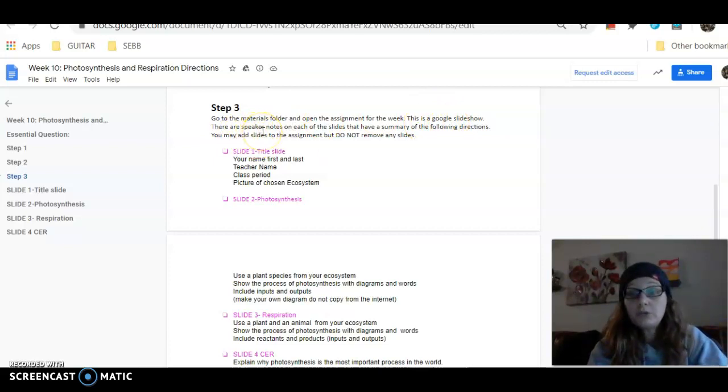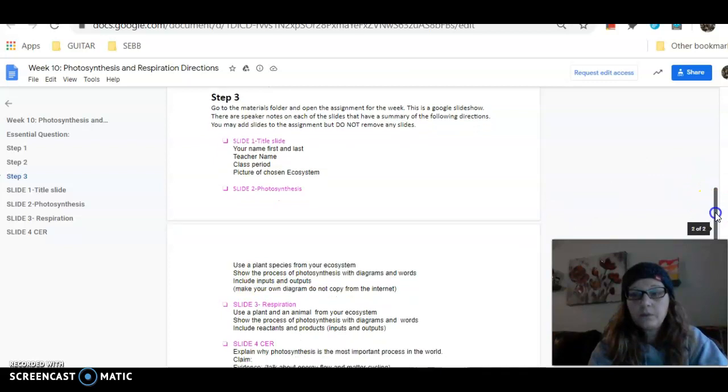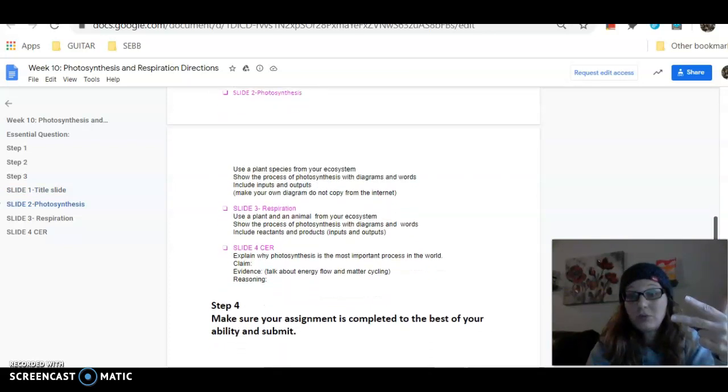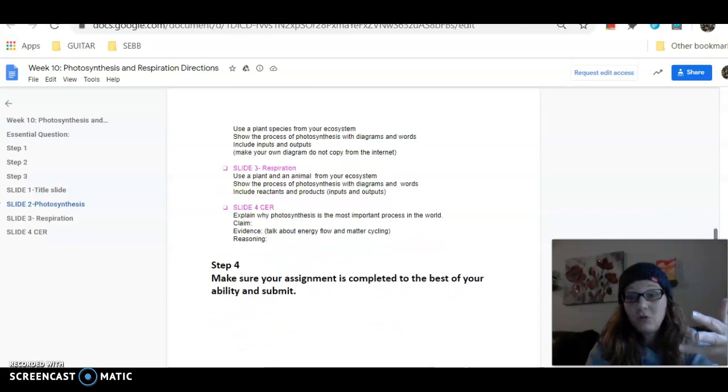There are speaker notes in the Google slide that will help you. You will notice when you open up your assignment, down here, there are actual speaker notes that you will see, these little tips: what to put on slide 1, what to put on slide 2. So basically, slide 1, title. Slide 2, photosynthesis. Slide 3, explaining respiration in your ecosystem. Slide 4, CER. This is where your claim is going to be explaining why photosynthesis is the most important process in the world. All right.